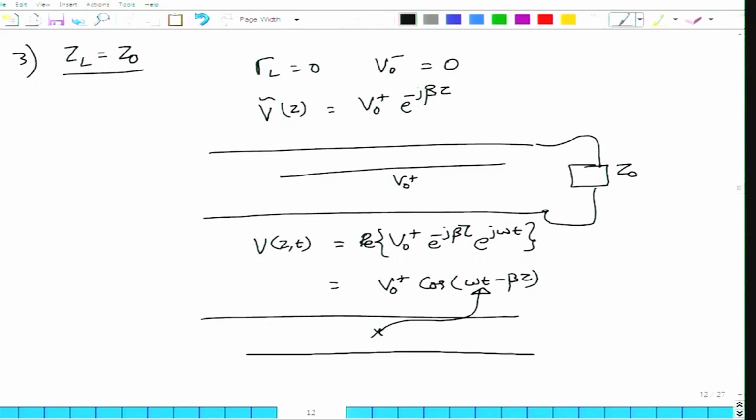This is a clear case where, if I consider that at some time t equal to 0 the minima is located here, at the next time instant the minima would have shifted either to the right or to the left. It does not matter which, but the point is it has shifted. So this minima or maxima will be moving along the transmission line, and therefore they do not represent stationary points along the transmission line. They are actually moving, and hence this is the case of a travelling wave.